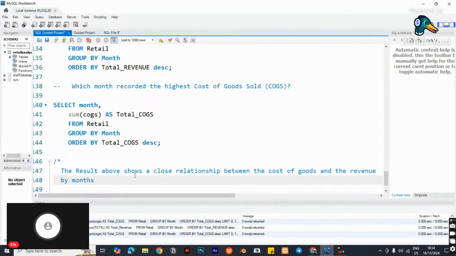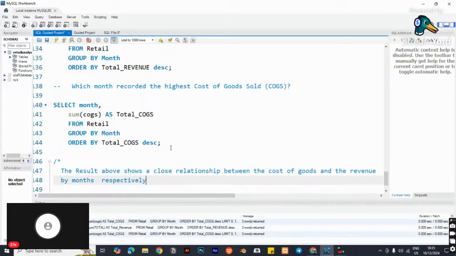So I'm just showing you how to make inference, all right? So like I said, SQL is used for carrying out analysis, all right? You can answer several questions. So we can say the result above shows a close relationship between the cost of goods and the revenue by months, respectively, okay?